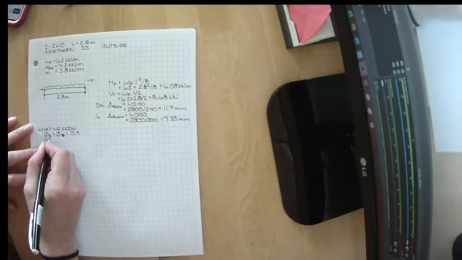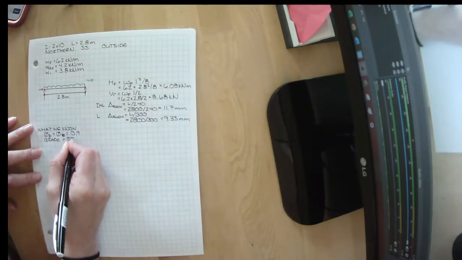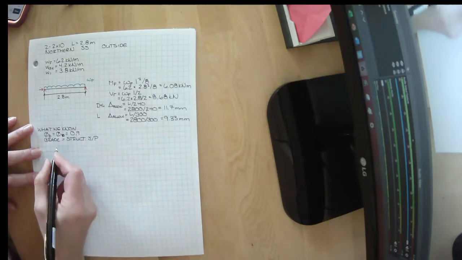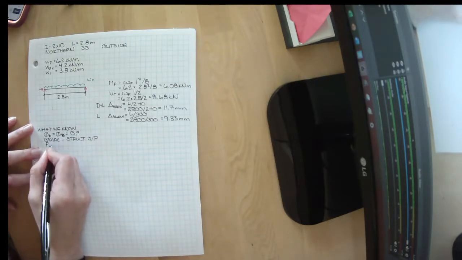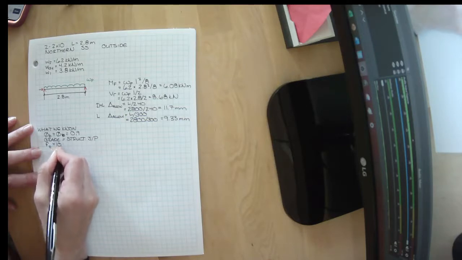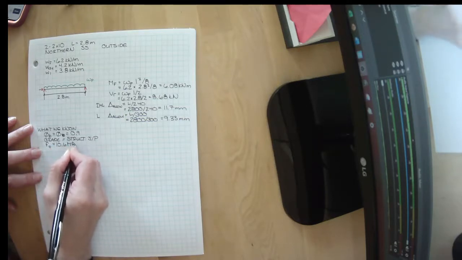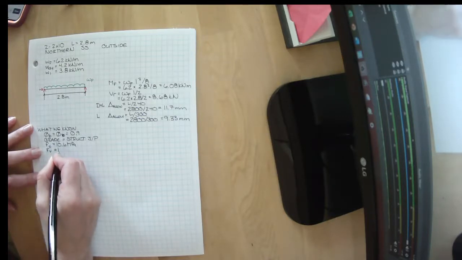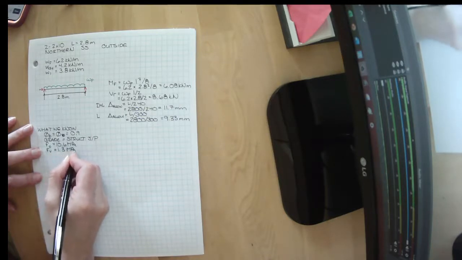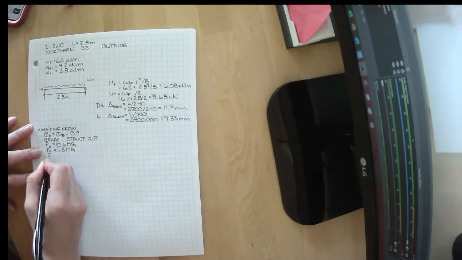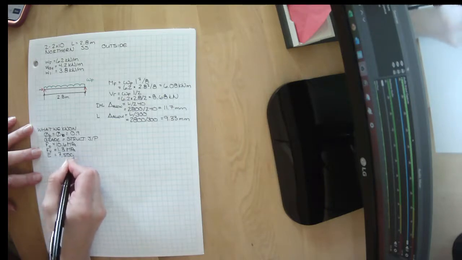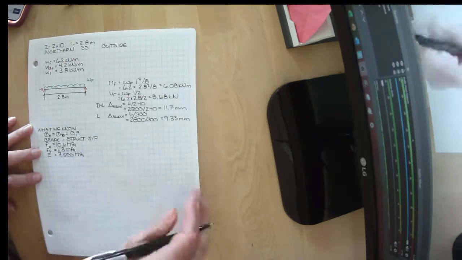Our grade was structural joists or planks. FB equals 10.6 MPa. We just went and looked that up. FV equals 1.3 MPa. Again, we looked that up. And E equals 7,500 MPa.